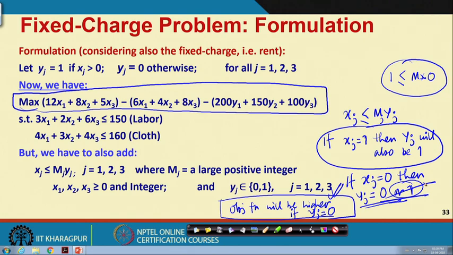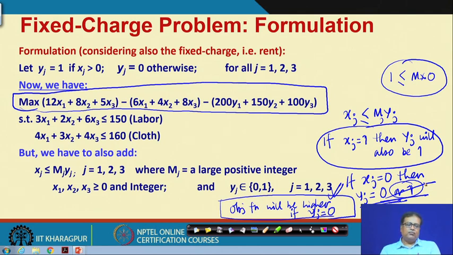So, we get what we desire: if x j equals 0, then y j will be 0, and if x j equals 1, then y j will be 1, and that is what we want, right. We want the rent to vanish if there is no activity, that is x j equal to 0, and we want rent to be there if the activity x j value is other than 0. That means if activity is there, rent will be there, and if activity is not there, rent also will not be there.